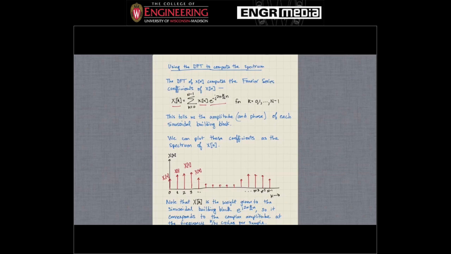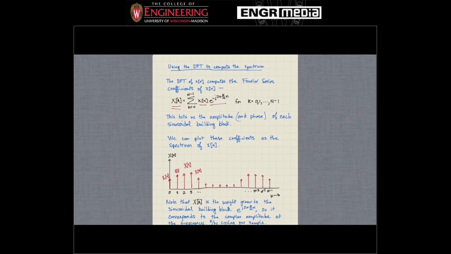Evaluating this correlates the signal with a complex exponential, and it tells us the amplitude and the phase of each of these sinusoidal building blocks. So X of k is in general a complex number, and that gives us an amplitude and the phase of the corresponding sinusoidal building block.